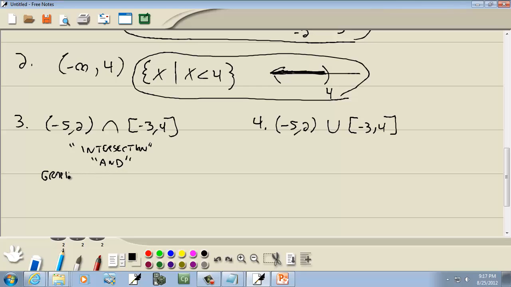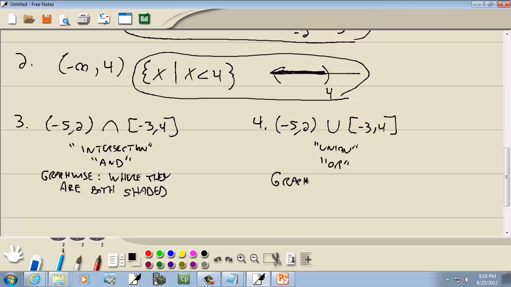Now, graph-wise, this is where they are both shaded. So where they are both shaded. Over here, this symbol here is our union symbol. And this is the OR in math. Now, graph-wise, this is where anything is shaded. So that's where anything is shaded.